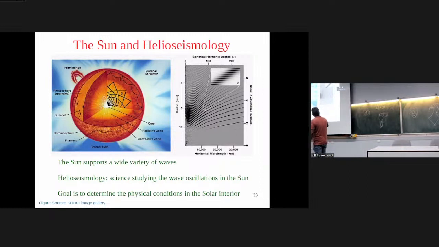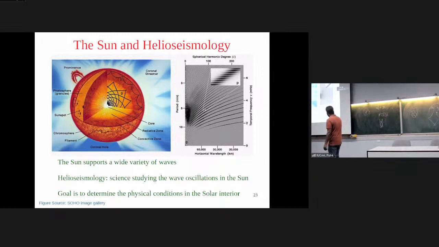This is what is called a diagnostic K-omega diagram, which is constructed showing the ridges that you see. This is, for example, the F mode. Most of these modes look like a parabola, right? So this is the horizontal wavelength, and this is the period of oscillation, typically a 5 minute period.